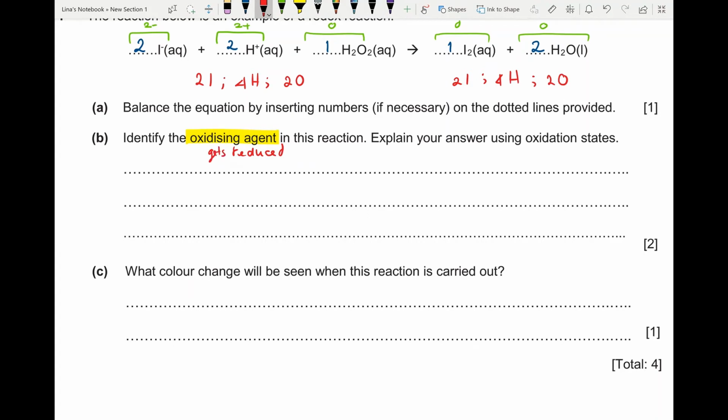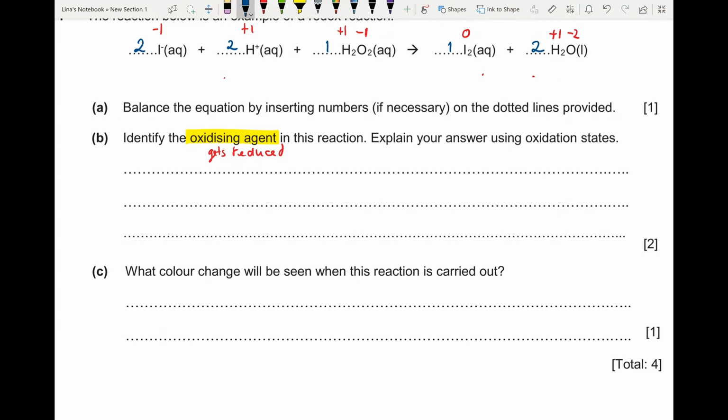Let's take a look at our equation once again, and let me just delete this. Right, assign the oxidation state. Iodide oxidation state is -1, iodine is 0. Hydrogen +1, hydrogen here +1. Now, oxygen is usually -2, but in the case of peroxide, oxygen oxidation state is -1. In water, hydrogen is +1 and oxygen is again -2.